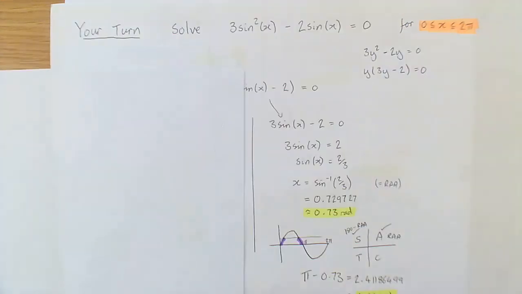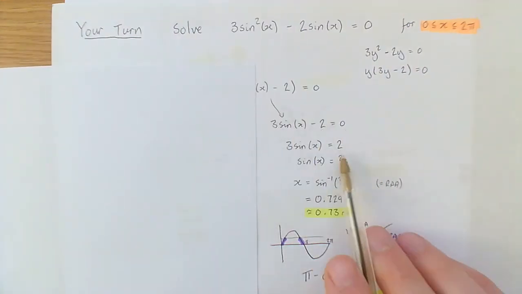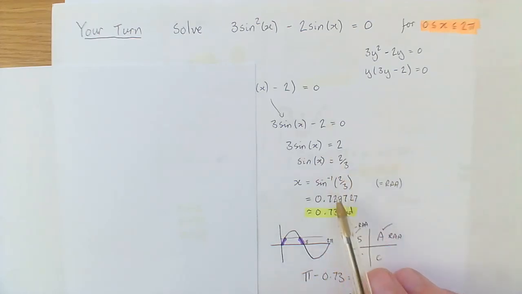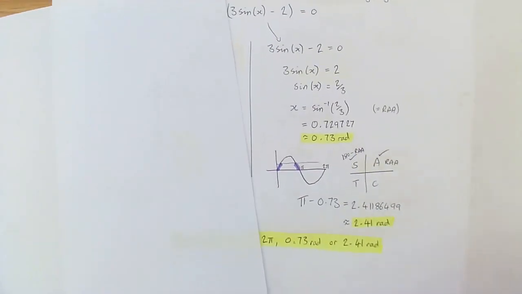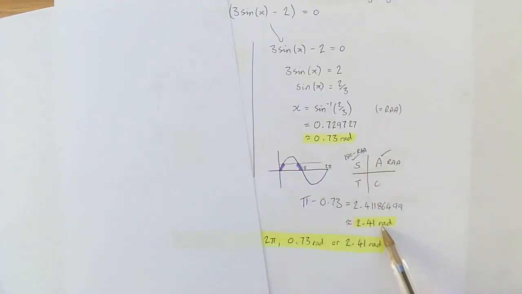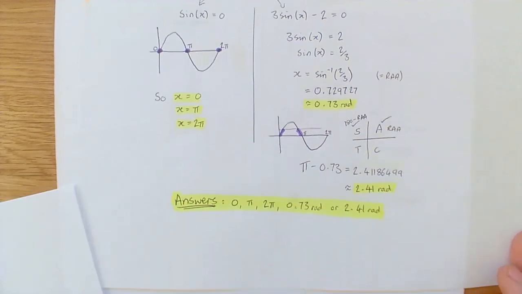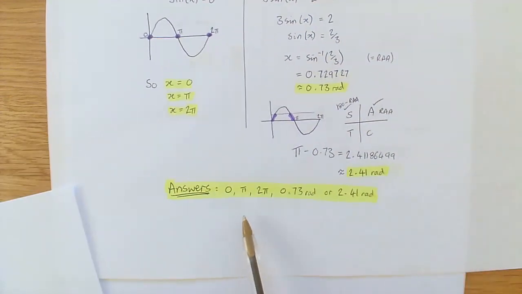On the other side, solving 3 sine x minus 2 equals 0. Well, I've divided both sides by 3. I've gone ahead and solved that to get 0.73 radians. And then I've done my graph and found the other angles. So very standard procedure over here. I'm not spending a lot of time on that. Standard procedure that we've kind of got used to. That should have given us 4 answers at the end. Oh, sorry, 5 answers. 0, pi, 2 pi, 0.73 radians, and 2.41 radians. So hopefully that matches with what you got. If not, just take another look and see if you can spot what's different.